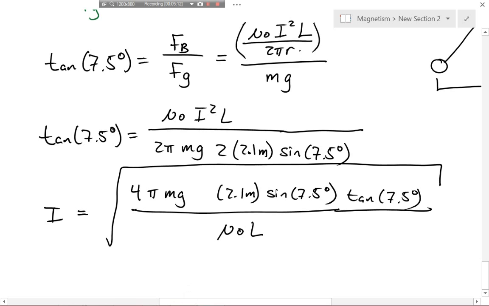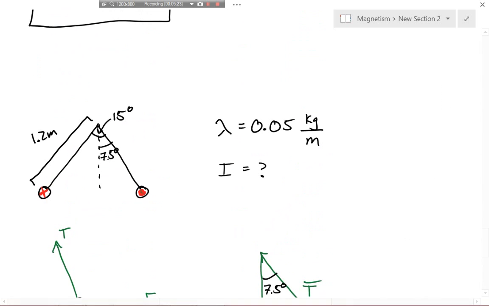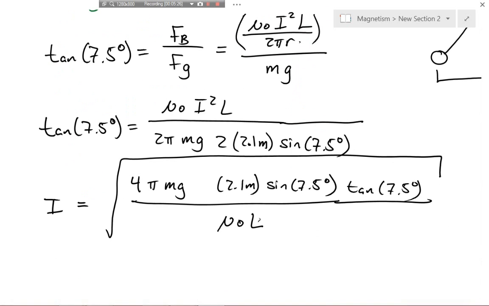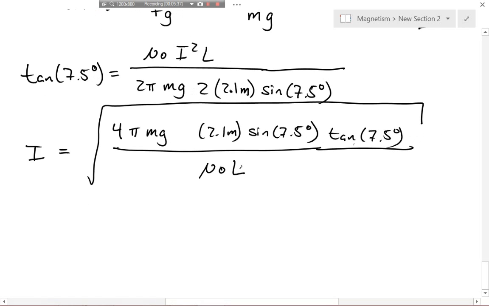If we just consider 1 meter of wire, so we know the mass of 1 meter of wire, I can plug in 1 meter here. The mass of 1 meter of wire, remember, I think that's 0.05 kilograms. So we have 0.05 kilograms here. g is 9.8. We can calculate sine of 7.5 degrees and tangent of 7.5 degrees. So we can plug all this into a calculator, again just using that L is equal to 1 meter and that the mass is equal to 0.05 kilograms. If I plug both of those values into this formula, I can see that the current is going to equal 318 amps.